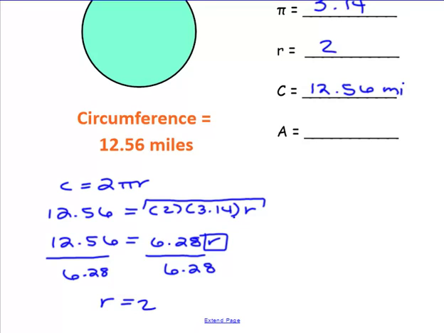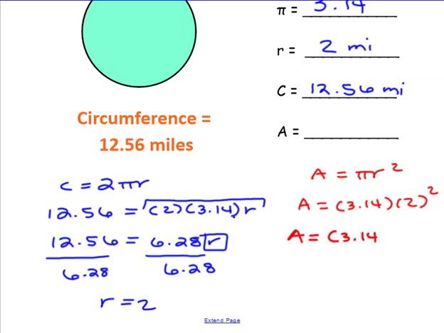So if my radius is 2 miles, I can now calculate the area because I have the radius. So area equals pi r squared. Area equals 3.14 times 2 squared. 2 squared is 4. So my area equals 12.56, and that's going to be miles squared. And in this case, the area and the circumference are the same thing.